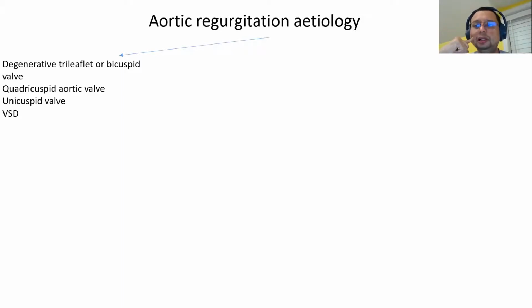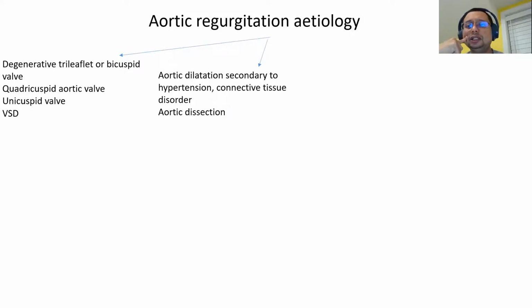If you remember, both outlet ventricular septal defect and perimembranous ventricular septal defect, the defect is actually just adjacent to the right coronary cusp of the aortic valve. And during diastole, this right coronary cusp can actually prolapse into the defect and cause aortic regurgitation. So the VSD might be small, but to prevent damage to the aortic valve, we might need to close the VSD. Another reason is aortic dilatation, secondary to most commonly hypertension, connective tissue disorder, or aortic dissection.